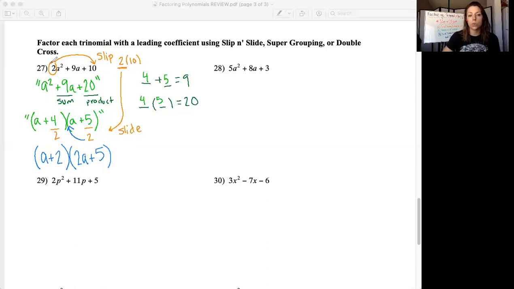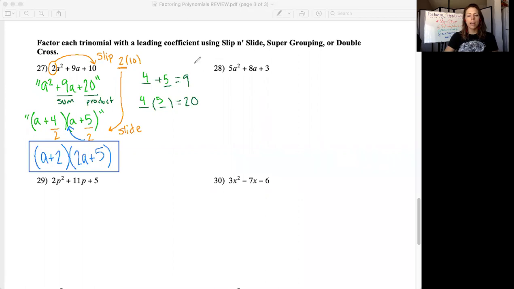Let's do a quick check. 2a times a is 2a squared. 2 times 5 is 10. 2a times 2 is 4a, and a times 5 is 5a, and 4a and 5a gives you 9a. I know that was a really quick check. You can always check using the longer way if you need to, but that's the slip and slide method.